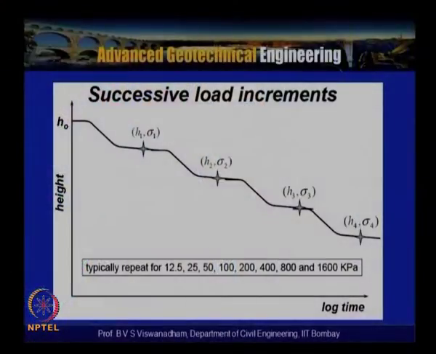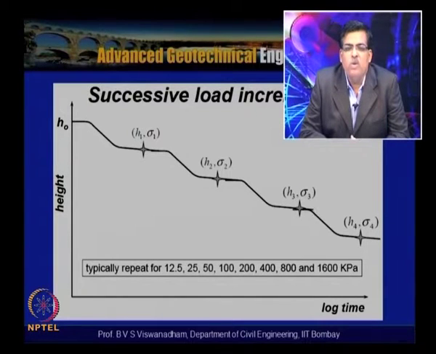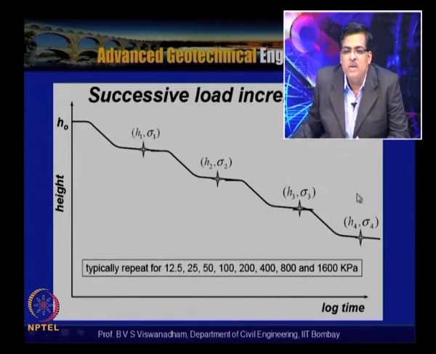In this particular slide, the successive load increments of height versus log time are shown. The pressures typically start with 5 kilopascals and 10 kilopascals, or 12.5, 25, 50. You can see that the load increments are always doubled: 50, 100, 200, 400, 800 and 1600 kilopascals. Each time the sample undergoes consolidation and reaches a new thickness and a new effective stress, the thickness reduces. The solids remain the same, but the water in the three phase system of the soil gets expelled out.